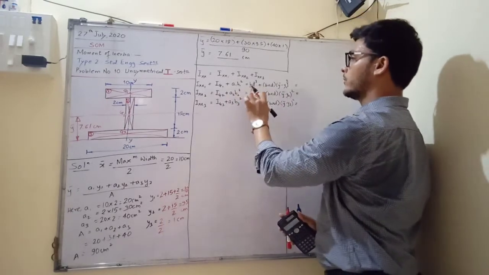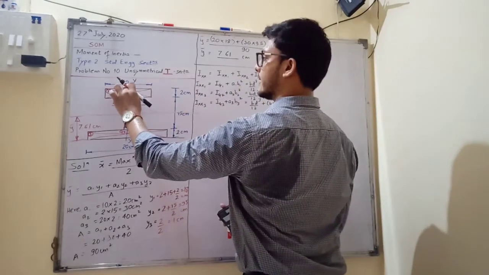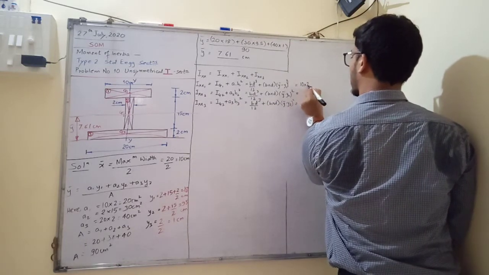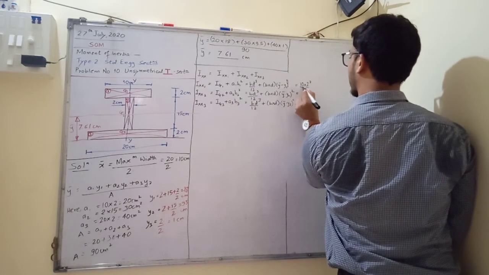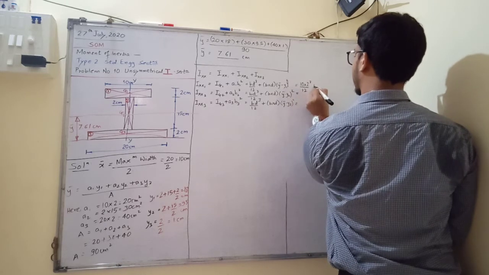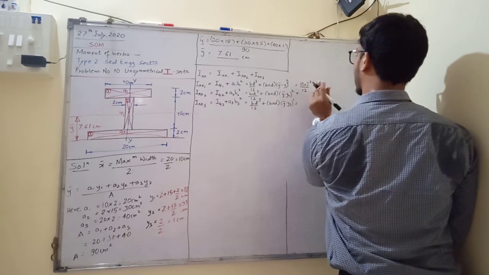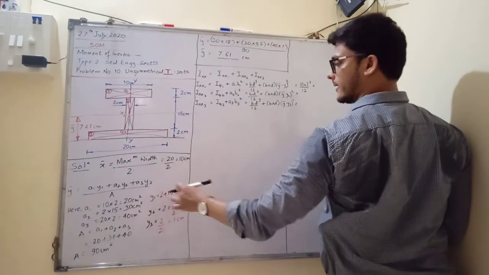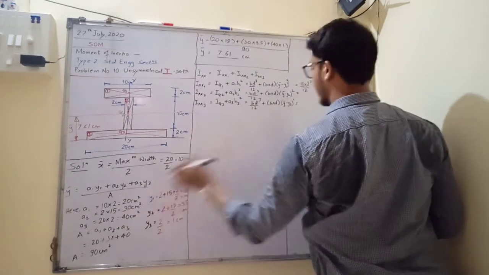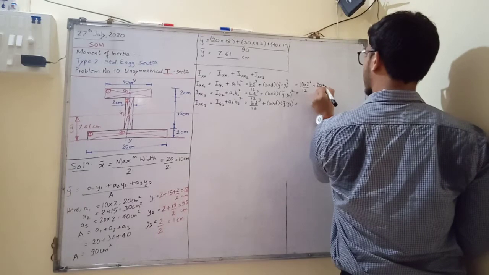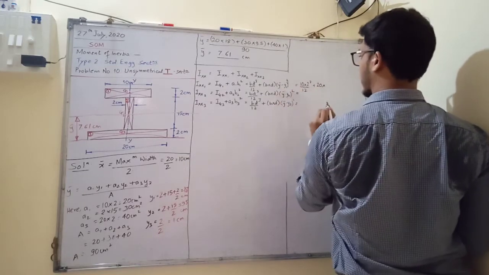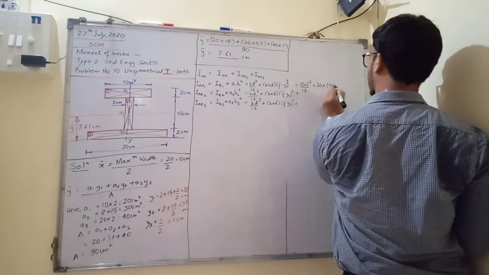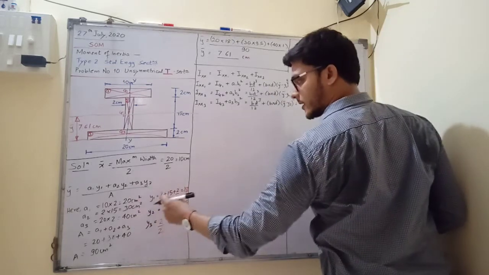So BD cube by 12 of first rectangle, B is 10, D is 2. So 10 into 2 cube divided by 12. Area will be 10 into 2. Area you have calculated, directly you can use the value of area you have calculated. It is 20. And H will be y bar minus y1. Y bar is how much? 7.61. Y1 is how much over here? 18.